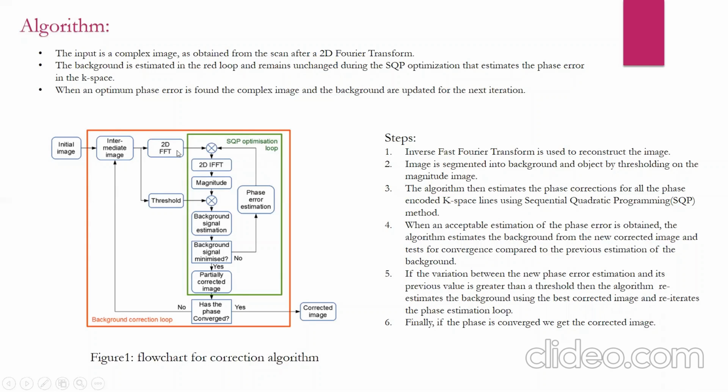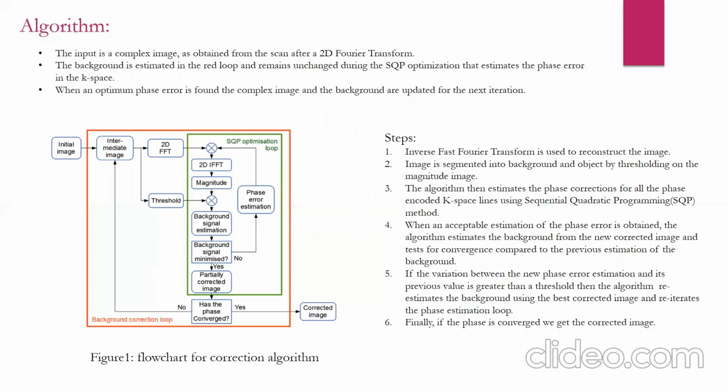The input to the algorithm is a complex image that we obtain after performing 2D fast Fourier transform. Initially, we reconstruct the image by using inverse fast Fourier transform, and then we segment the reconstructed image into background and object by applying thresholding on the magnitude of the image. At this moment, the background is coarsely estimated because of smear in the phase encoded direction. Here, we can also give our guesses for background estimation.